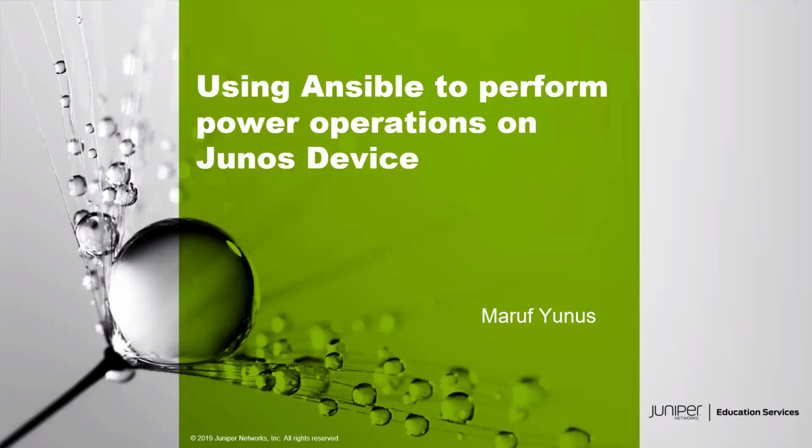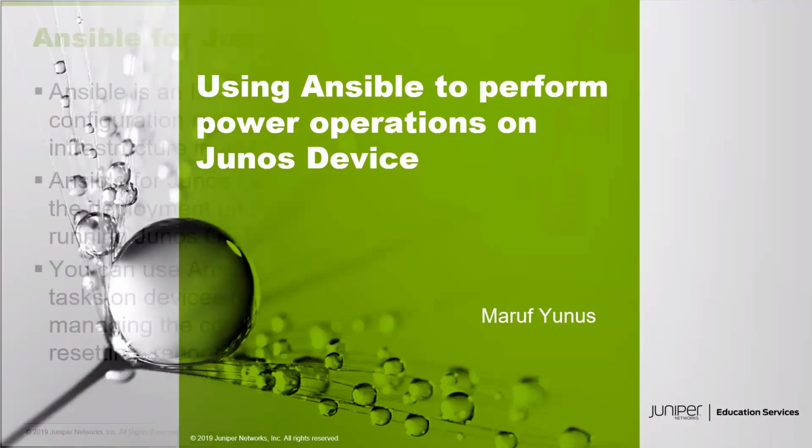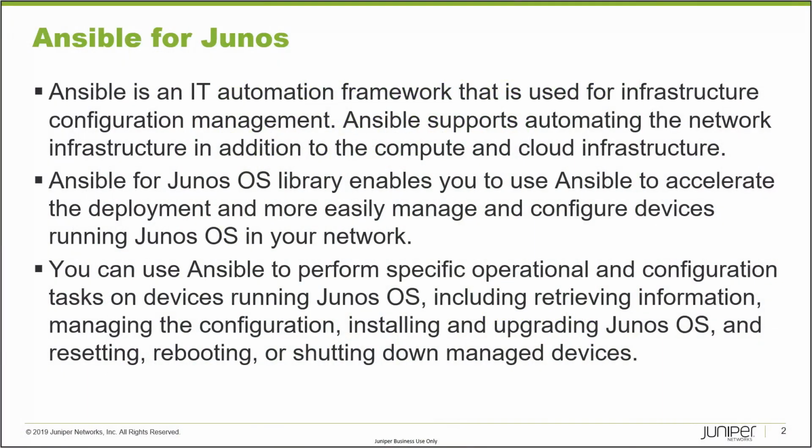In this Learning Byte, I'll show you how to perform power operation on Junos device using Ansible for Junos. So basically, Ansible for Junos is an IT automation tool framework that is used for infrastructure configuration management. That's Ansible's job. And Ansible supports automating the network infrastructure in addition to the compute and cloud infrastructure. And the Ansible for Junos OS library enables users to use Ansible to accelerate the deployment and more easily manage and configure devices running Junos OS.